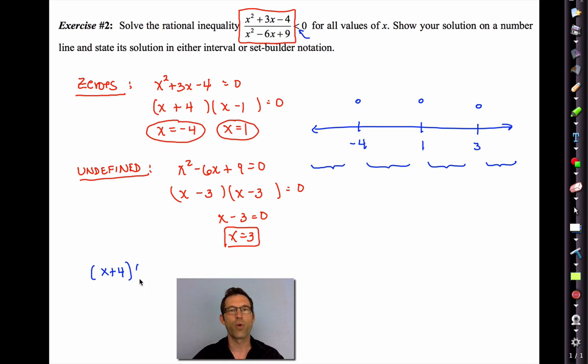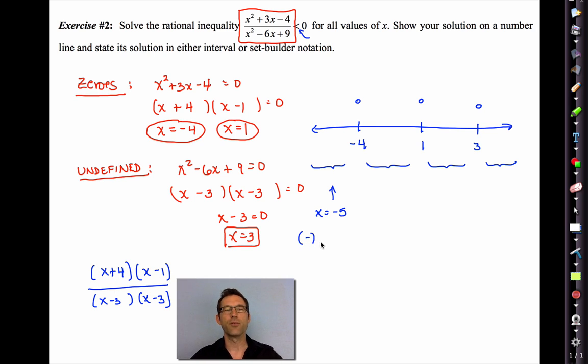Here's the factored form of the expression: x plus 4 times x minus 1, all divided by x minus 3 times x minus 3. So let's take a look at how this works. Let's say in this area I pick x equals negative 5. If I put it into the first parentheses, negative 5 plus 4, I get negative 1.